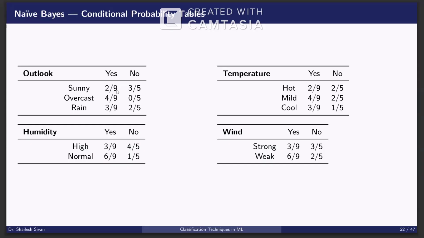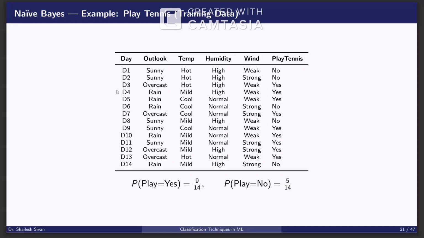Similar to that, when I decide not to play, what is the conditional probability of sunny, overcast, and rain? Okay? The outlook table is okay, right? And similar to that, the second feature. What is the second feature?